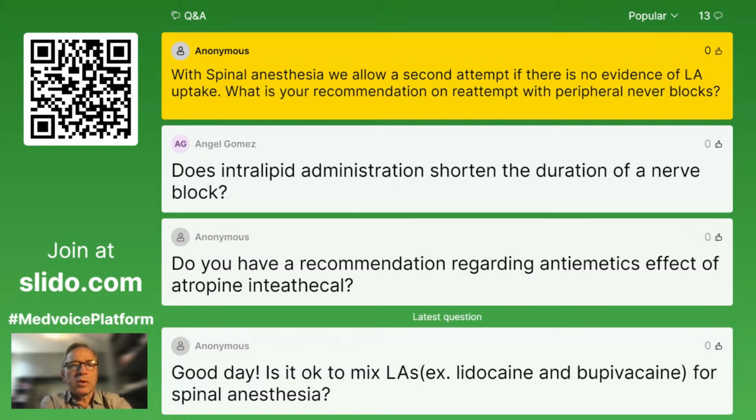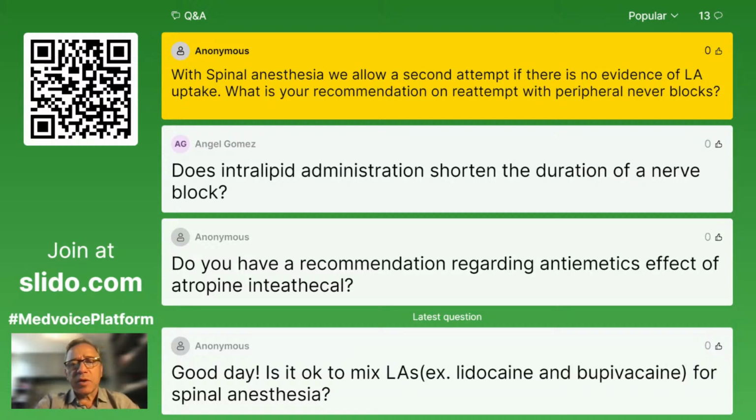Okay, what is your recommendation on reattempt with peripheral nerve blocks? Okay, you can repeat spinal anesthesia more than twice if you're adamant that this is in the interest of the patient. But if it still doesn't work, you will need to abandon it.